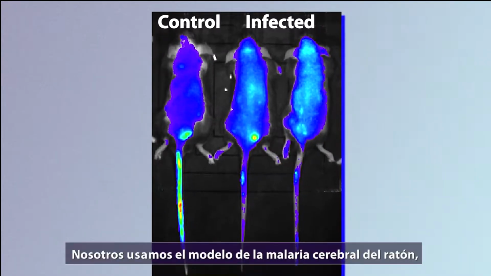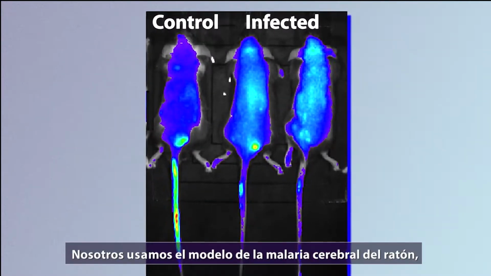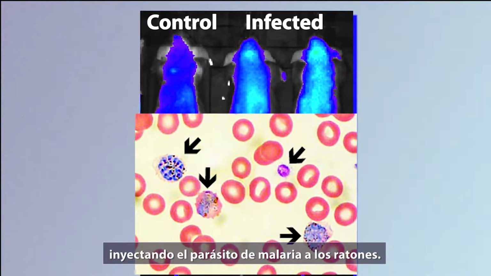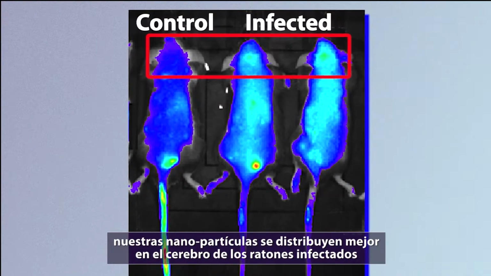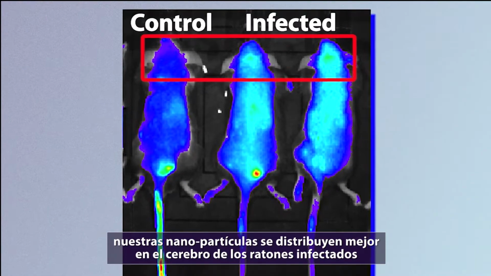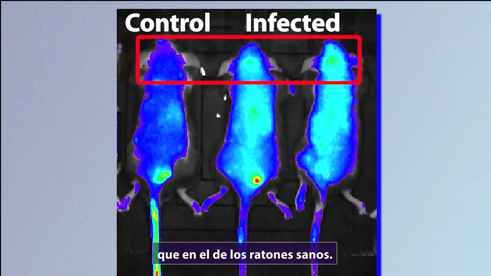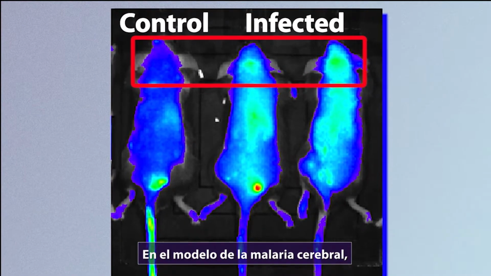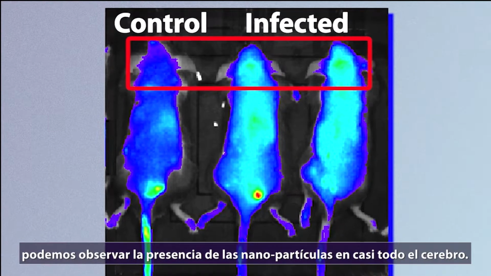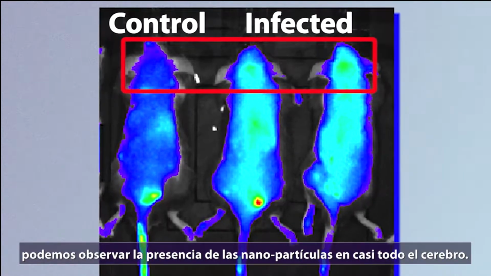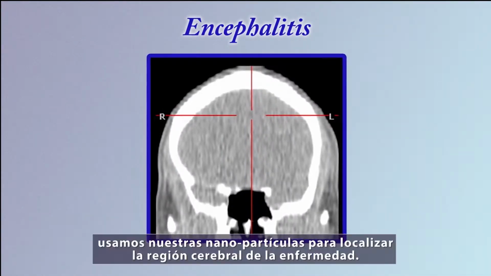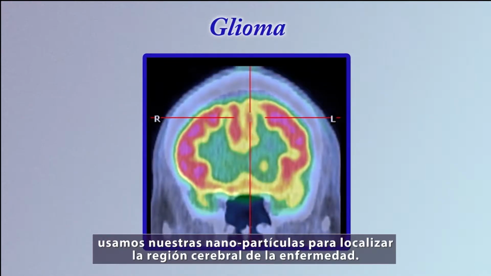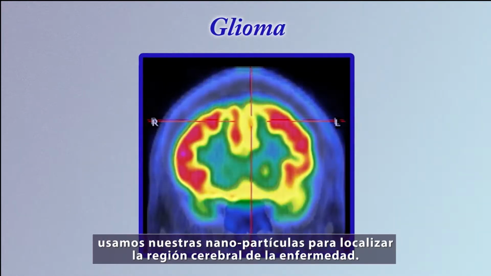We use a mouse model of cerebral malaria in which mice are infected with malaria parasite. In this model, our nanoparticles distribute better into the brains of infected mice compared to healthy mice. In the cerebral malaria model, we can see the nanoparticles almost in the entire brain. In other brain diseases, we use our nanoparticles to localize the diseased brain region.